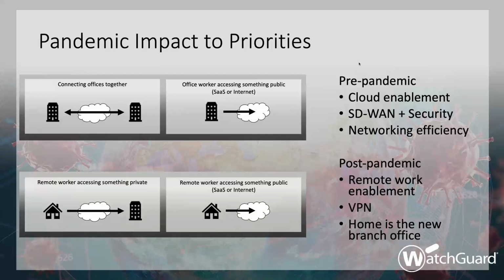I've got to get security applied to those users the same way I had security for them when they were in the office, right? People were focused on VPN initially. Now it's about how do I create more efficiency and better security over those VPNs, and this idea that the home is a branch office of one, and many branch offices of one, and how do I manage that environment?